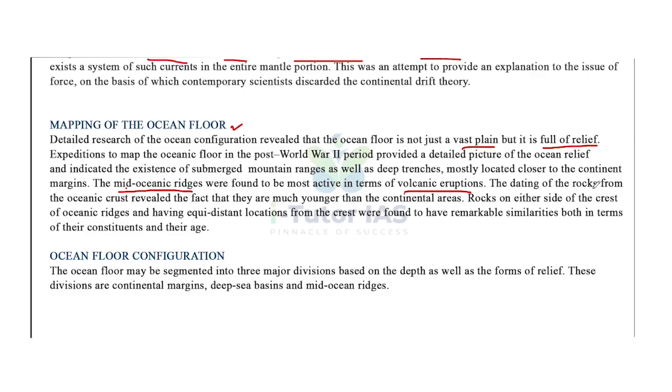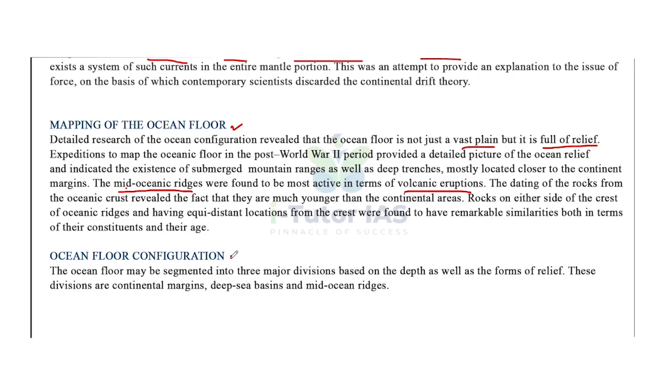The dating of the rocks from the oceanic crust reveals the fact that they are much younger than the continental area. Rocks on either side of the crest of oceanic ridges and having equidistant locations from the crest were found to have remarkable similarities both in terms of their constituents and their age.